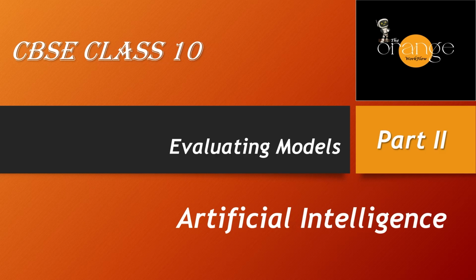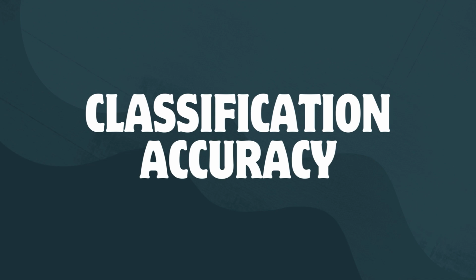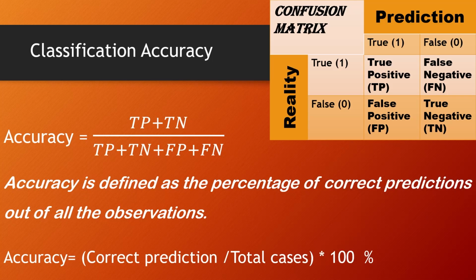Let's continue with it. I hope you have watched the first part. So the next topic is classification accuracy. Accuracy, basically, is defined as the percentage of correct predictions out of all the observations.